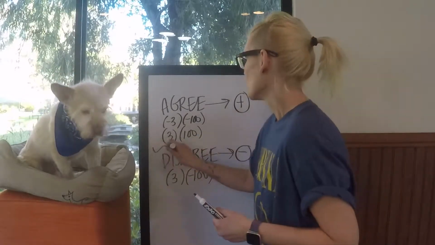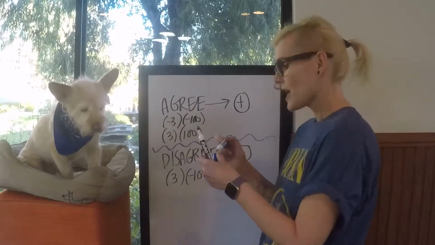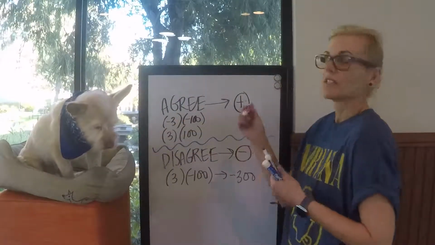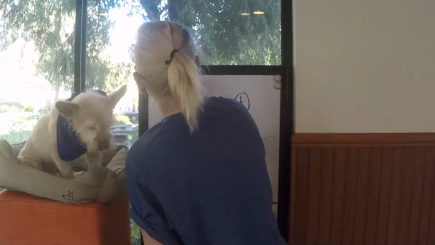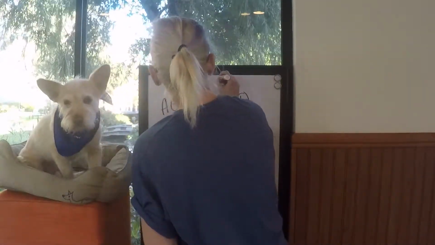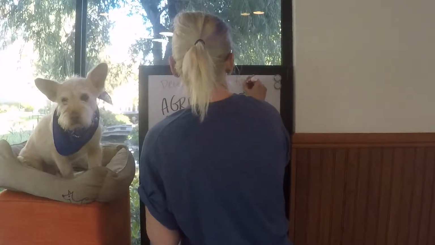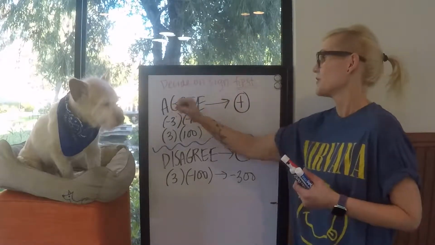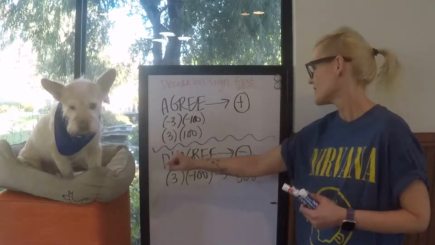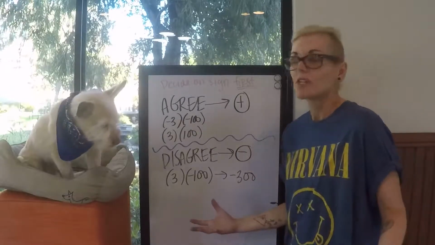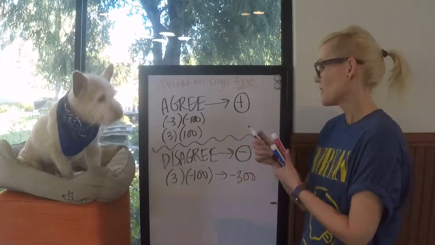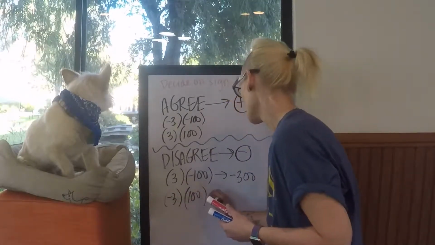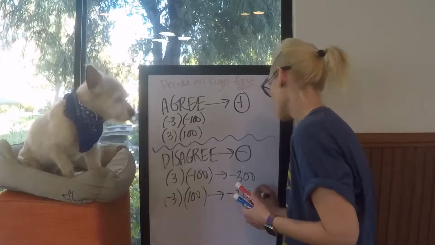So unlike the rules for addition and subtraction, when you're doing multiplication and division, you're going to decide on the sign first. No matter what your numbers are, signs agree, positive. Signs disagree, negative. Always going to be the case, doesn't matter what your numbers are. This could have been a negative 3 times a positive 100. No matter what, it's always going to be a negative number.